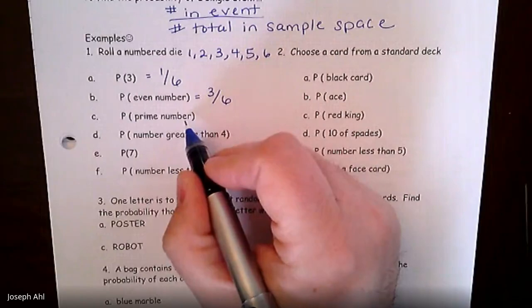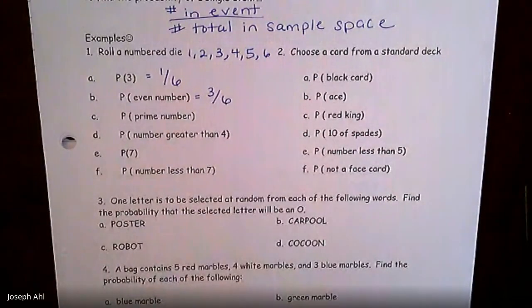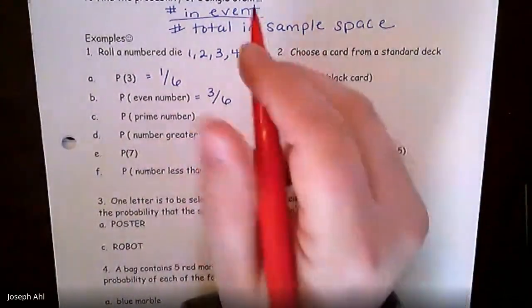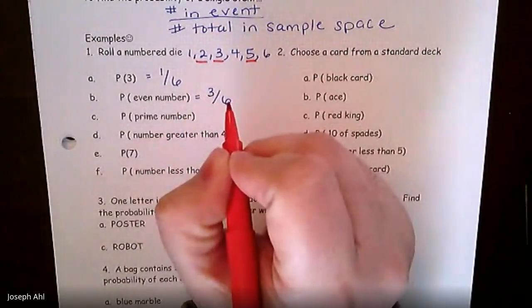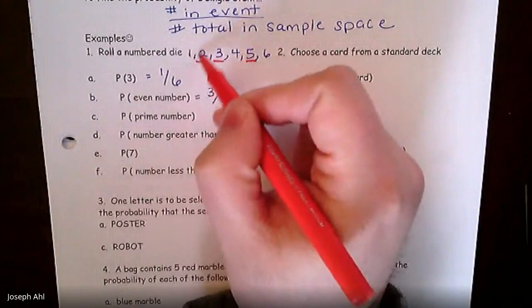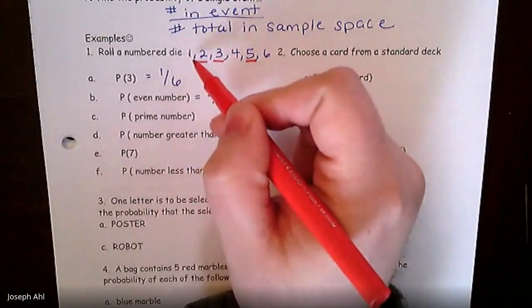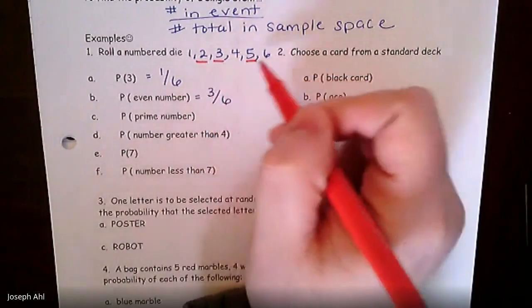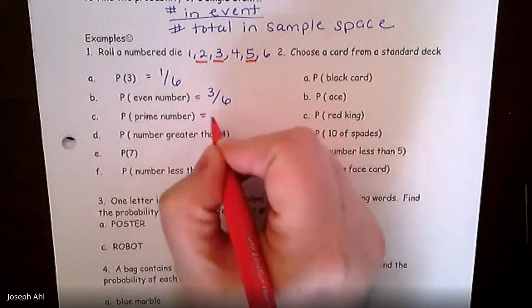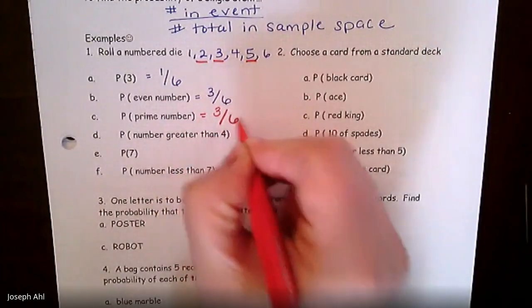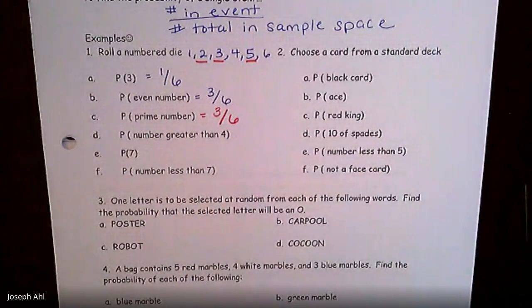Probability of a prime number. I'll tell you, primes are one thing that students do often mix up when they're looking at this list. The primes in the list are 2, 3, and 5. So if you were thinking 1 is prime, it's actually, by definition, numbers bigger than 1, such that the only factors are 1 and itself. Okay, so that would also be 3 out of 6, but just don't include 1 in your list of primes.